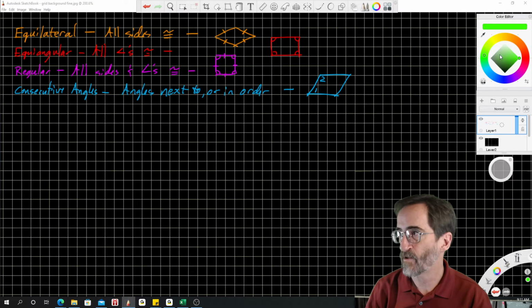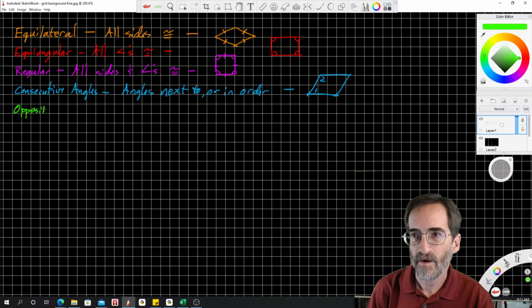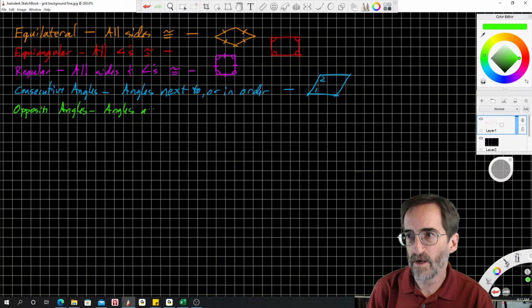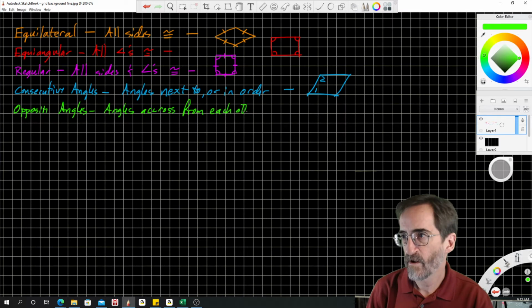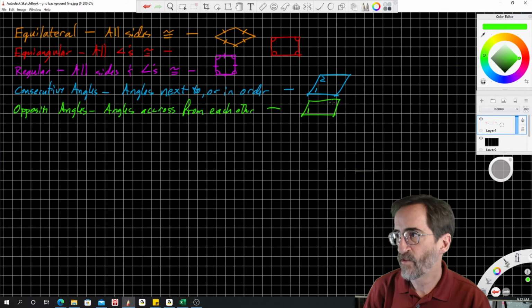Consecutive angle. Opposite angles. Angles across from each other. So in this parallelogram, angles 1 and 3 are opposite angles. And opposite angles of a parallelogram are congruent. Opposite sides.